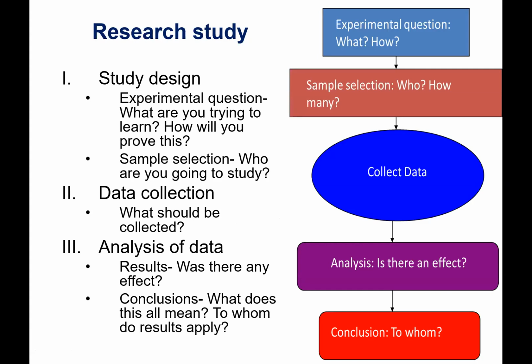Then we will think about sample collection. Who are you going to study? You want to collect patients with major depression and also healthy people. How many people do you want to collect? And then we should think about what should be collected. You should collect their blood sample for DNA extraction, and you want to collect other kinds of phenotypes like their blood pressure, height, weight.